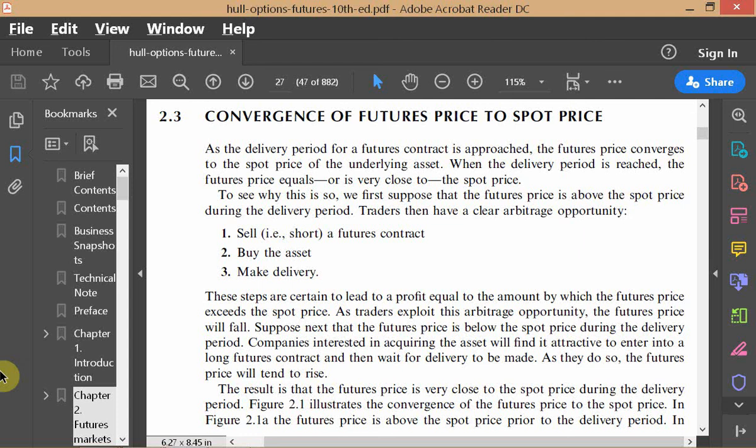Okay? Not very convincing? So therefore, clear, convinced? So what do you do? Then there is a clear arbitrage, because if you have an asset and another asset that is its synthetic equivalent, and the two of them are not at the same price, then there's an opportunity for arbitrage. That's what they're saying here.